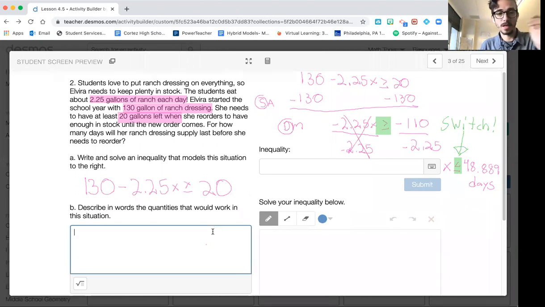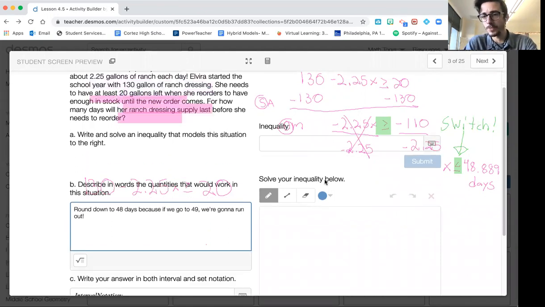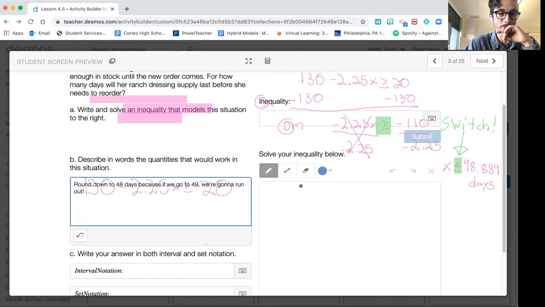I think I just had it here, but we want to round down to 48 days because if we go to 49, we're going to run out. Also, if we exceed 48, we're going to be out of range at the middle of the day or so, or in this case, 8/10 of the day, or 89% of the day. I don't want to get too crazy with it.